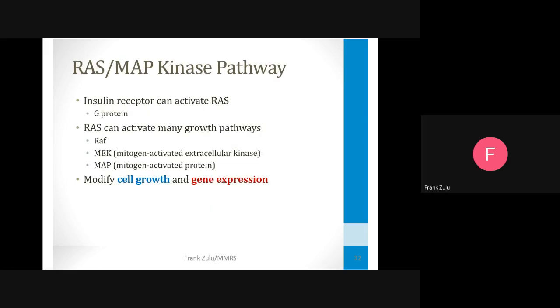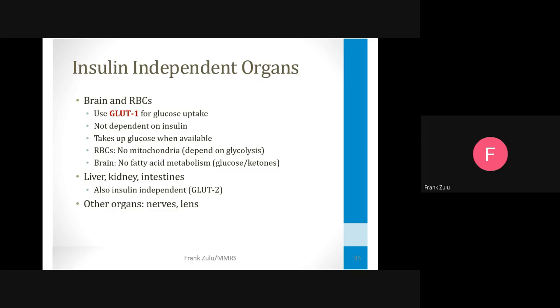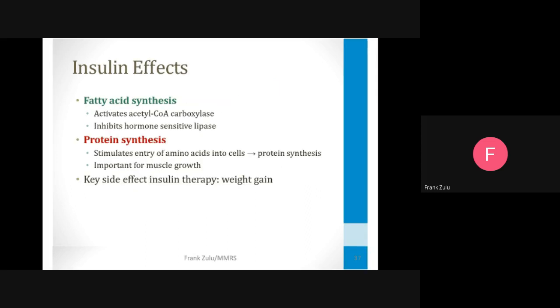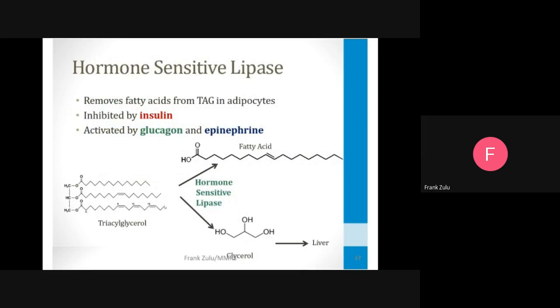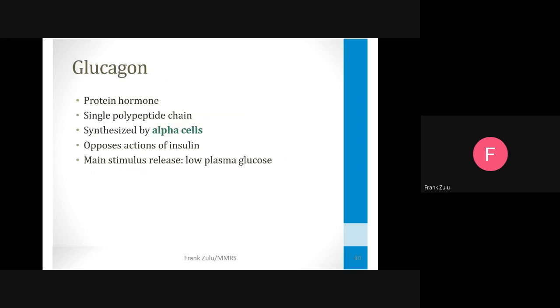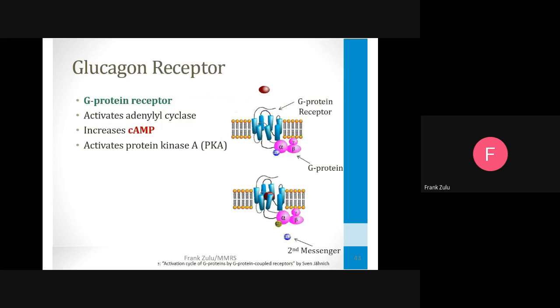I've explained almost everything here, so I'm skipping the things I already explained, because I was using a diagram to explain almost everything. Okay, insulin-dependent organs, again, we've explained the red blood cells, group 1. Protein synthesis, I've already explained here. Yes, the lowering of potassium I've explained because of sodium ATPase. So I can say I've covered almost everything, actually.